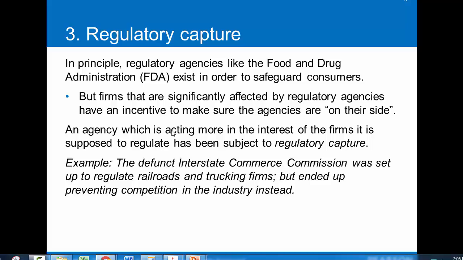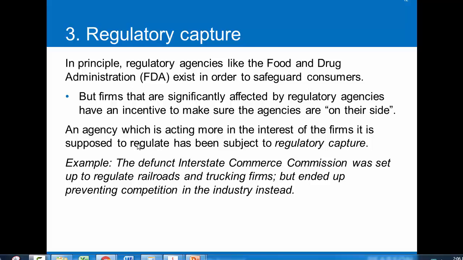So an agency which is acting more in the interest of the firm it is supposed to regulate has been subject to what we call regulatory capture. Some might say the SEC was participating in some of this scenario where they had information on Bernie Madoff. They had information on this. People brought forth the idea of these housing bubbles.